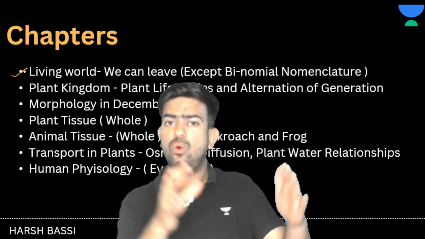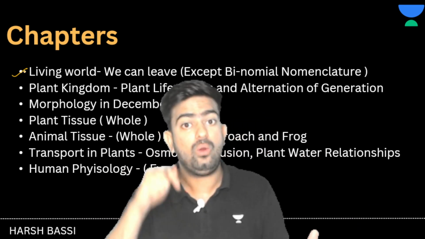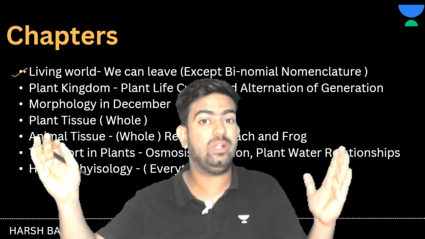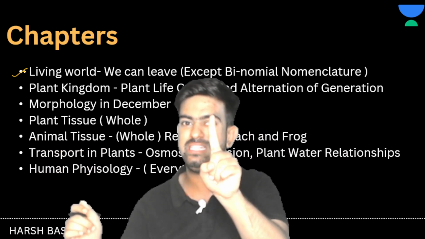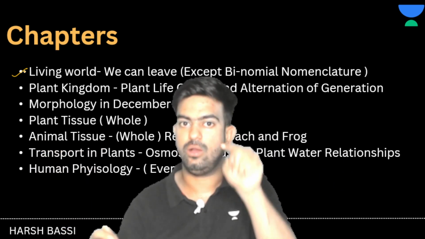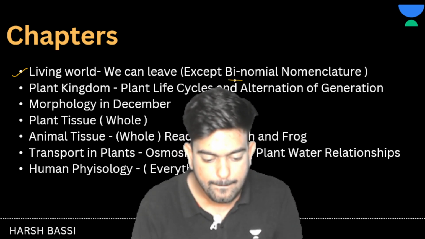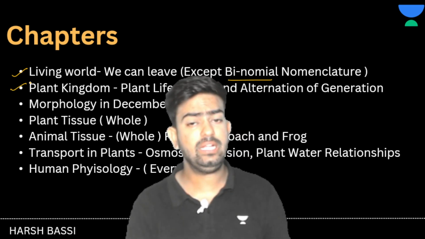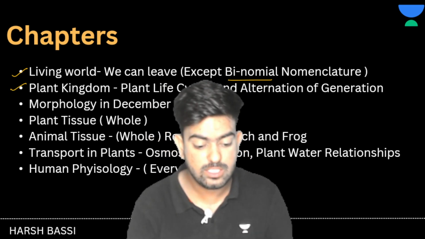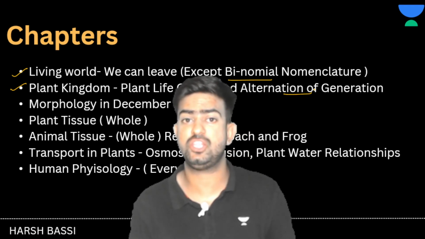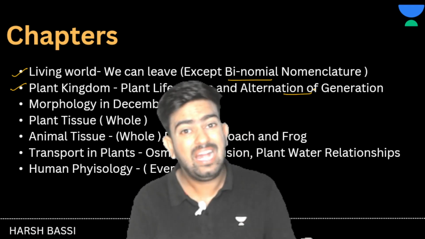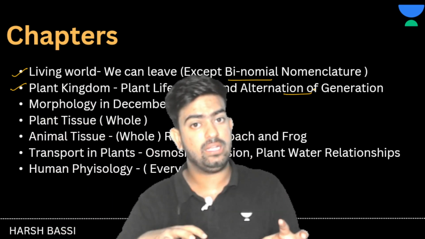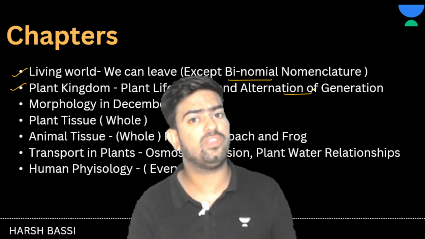I know the whole living world chapter is deleted, but right now, remove from your mind the thought that you have some new NCERT or old NCERT. You have only one NCERT, which is the old one right now. So in that, study binomial nomenclature. The rest you can leave. Next, plant kingdom. In plant kingdom, you have to study plant life cycles and alternation of generation. Without this, you can't answer so many questions. So many questions can be put up in this plant kingdom. How are you going to answer if you leave this?